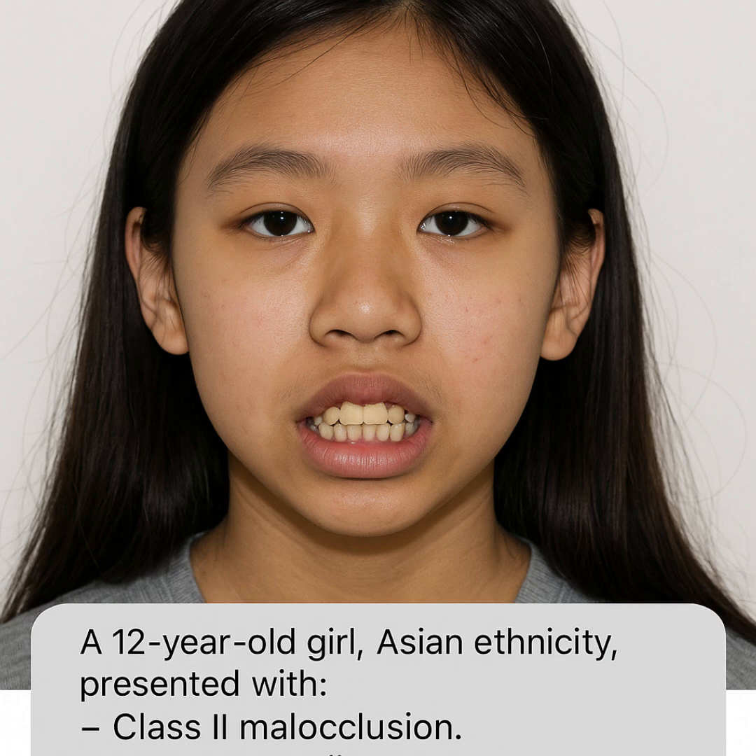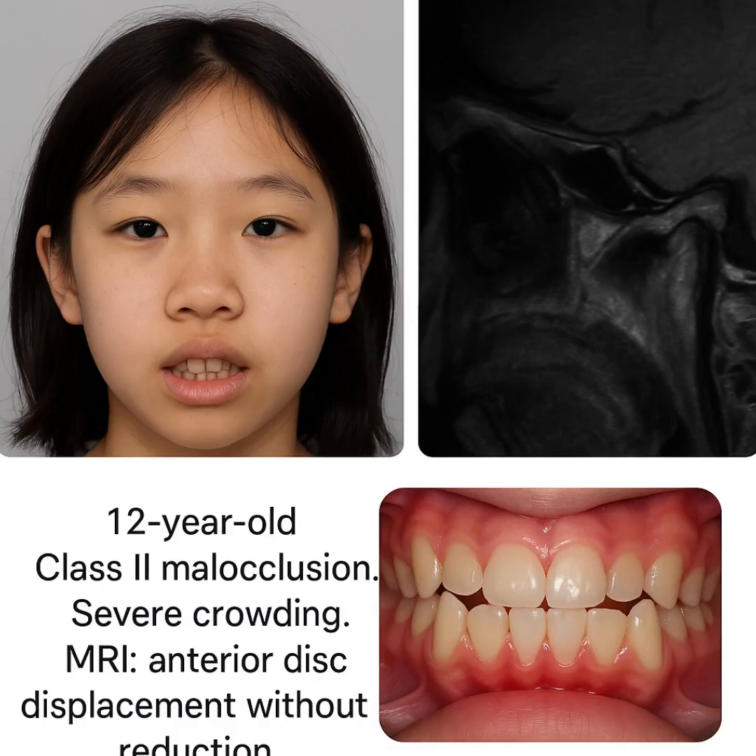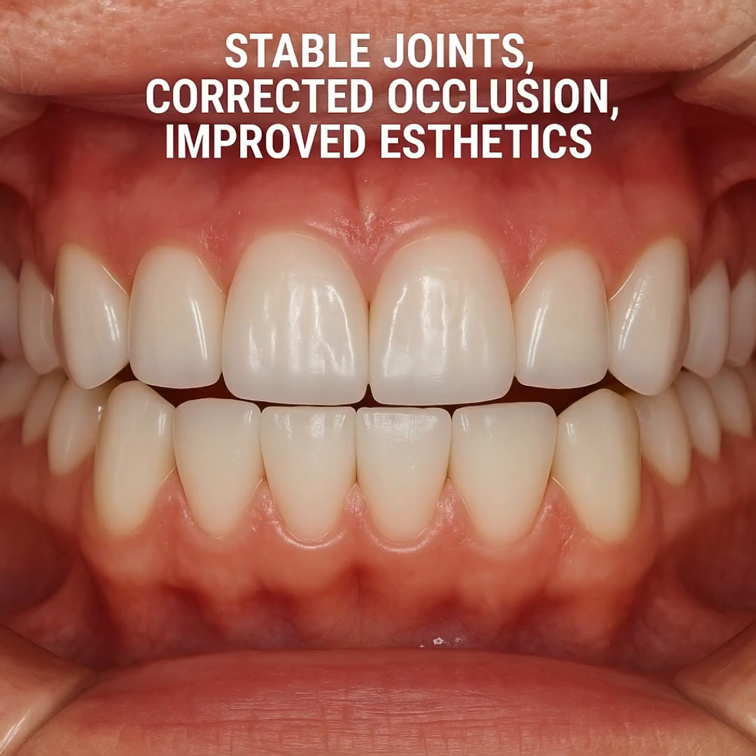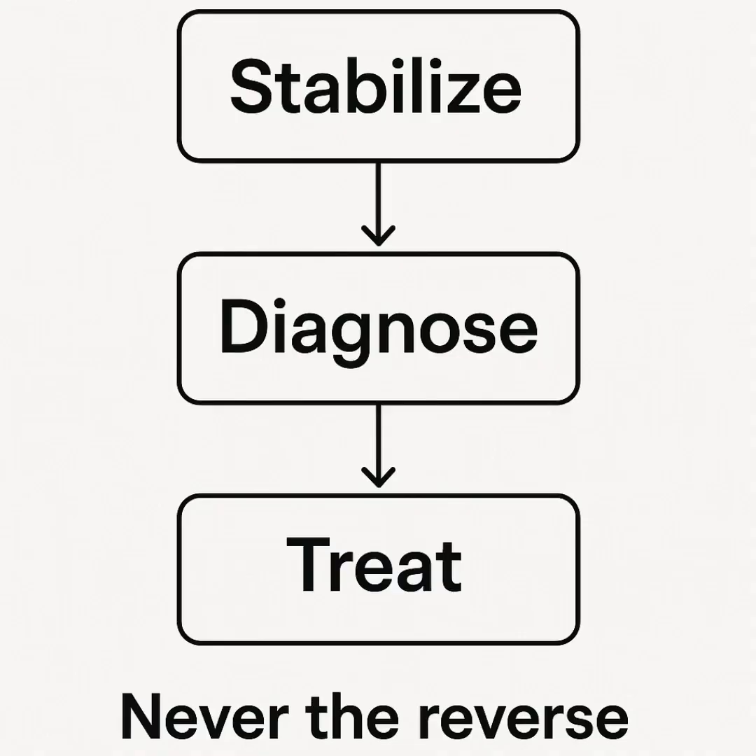Case study. Let's study a real case. A 12-year-old girl, Asian ethnicity, presented with Class 2 malocclusion, severe crowding, MRI, anterior disc displacement without reduction. Management: appliance therapy, reduced clicking. CBCT confirmed asymmetry. Growth modification, plus orthodontics carefully staged. Outcome: stable joints, corrected occlusion, improved aesthetics. This case demonstrates the sequence: stabilize, diagnose, then treat.